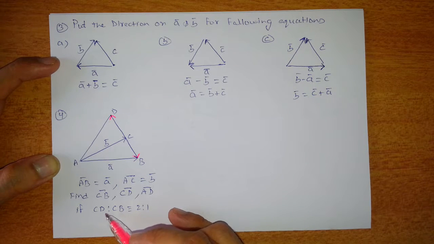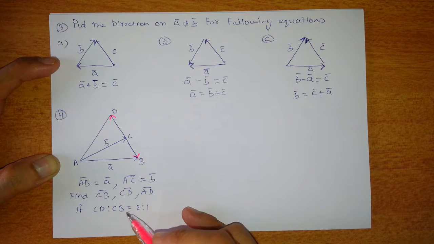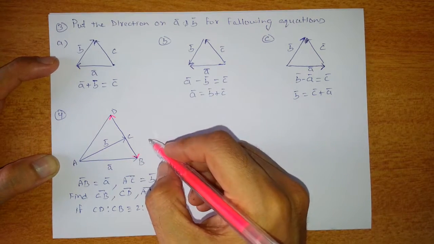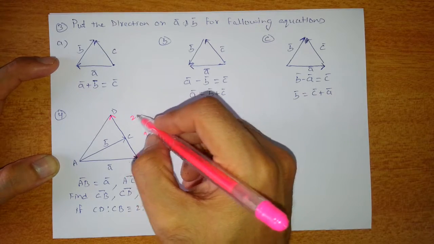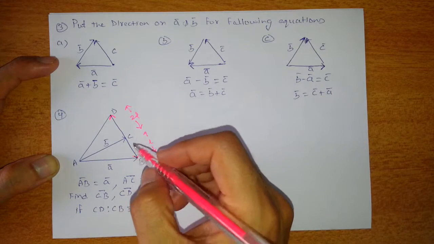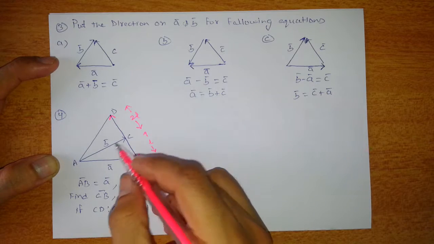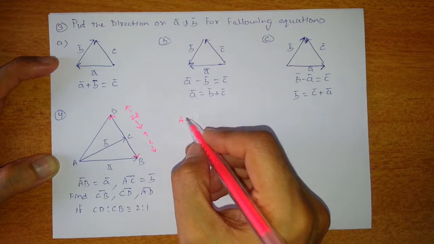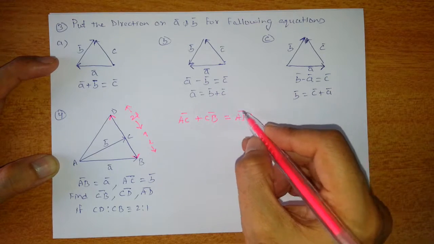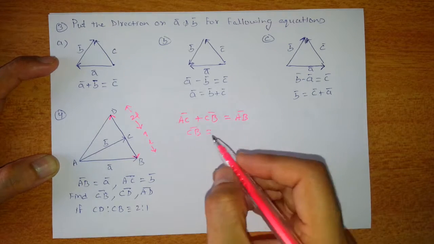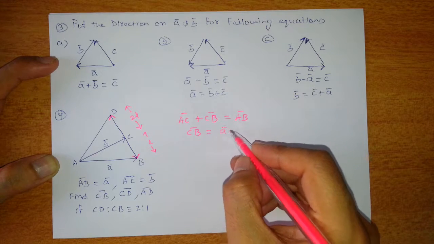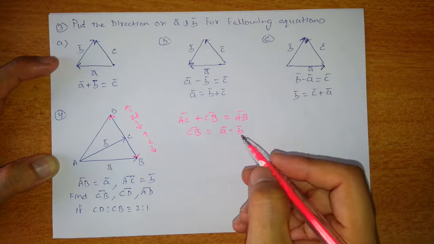One more piece of information is given: CD to CB is 2:1. So this length is double. Let's say this is L. So this is 2L. This length is double that of this. So we can say, using the triangle law again, that vector AC plus vector CB will give you vector AB. So CB is nothing but AB minus AC, which is vector A minus vector B. So CB is nothing but this.